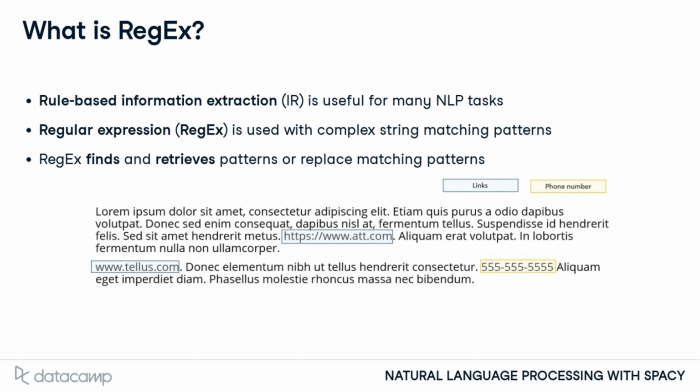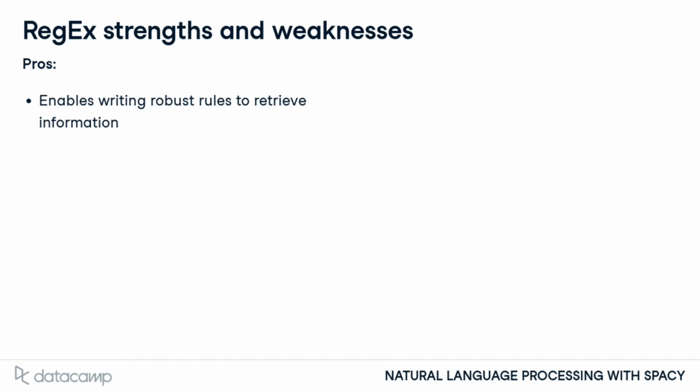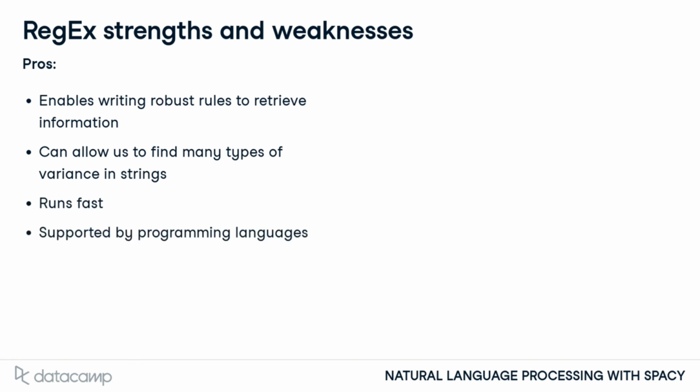For example, given a text, we can use regular expressions to find any reference to links or phone numbers. Nearly all data scientists and engineers use regex at some stage in their workflow, from cleaning data to implementing machine learning models. There are several advantages in using regex. Due to its complex syntax, it allows programmers to write robust rules. It allows finding all types of variances in strings, performs quickly, and is supported by different programming languages.